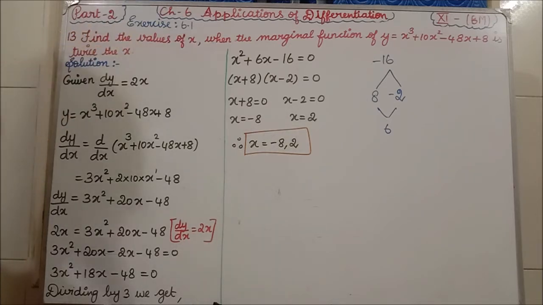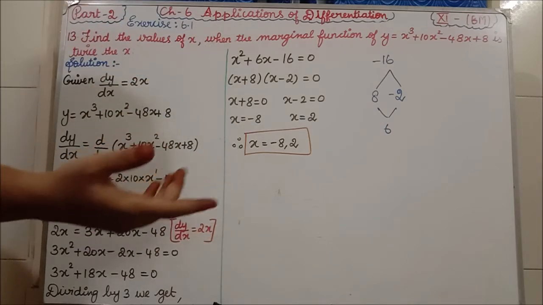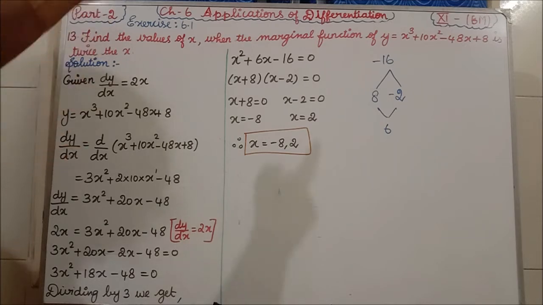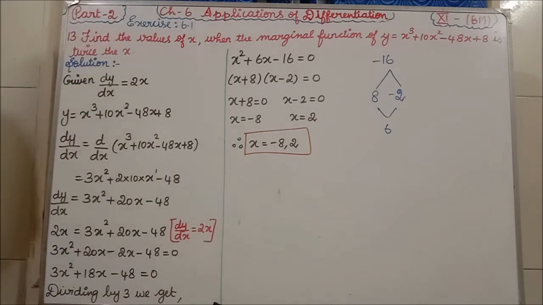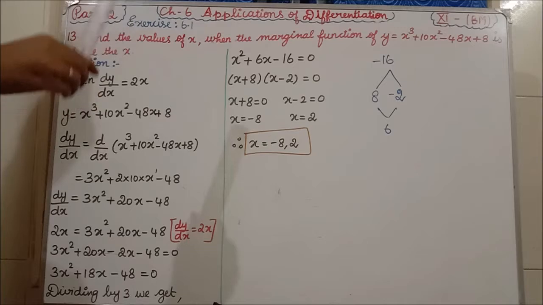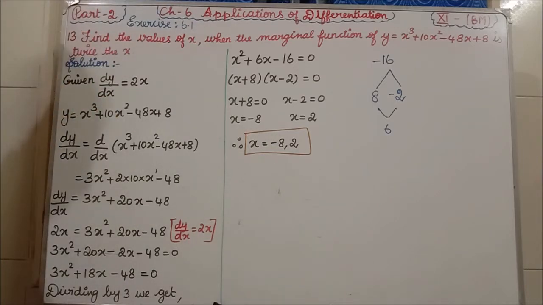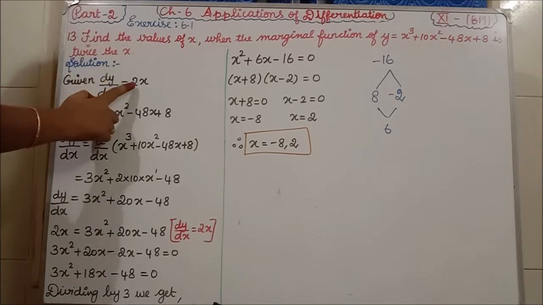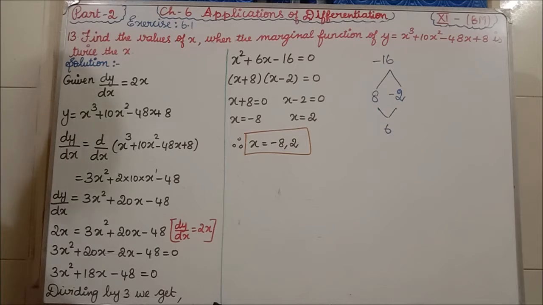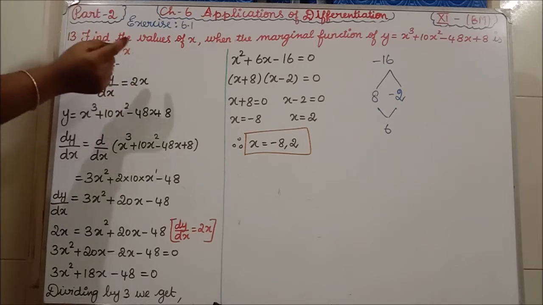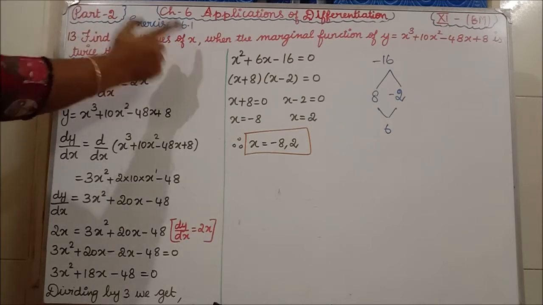See that y is equal to x cube plus 10x square minus 48x plus 8. On this side we have the variable y, and on the right-hand side we have the variable x. So marginal means we have to differentiate y with respect to x, which is twice the x they have given. Marginal function of y is twice the x means we can write dy by dx equal to 2 into x. Clear all of you? This they have given in the question. Using this we have to find the value of x.